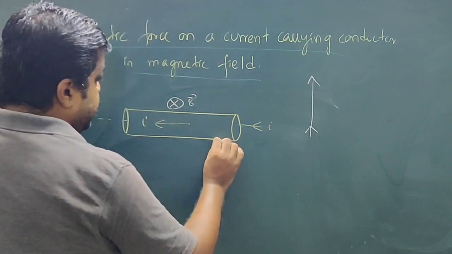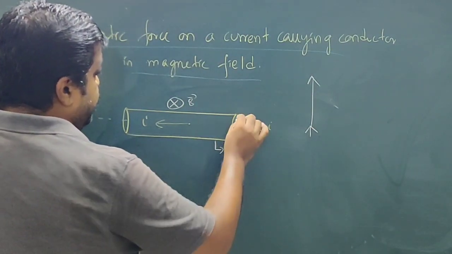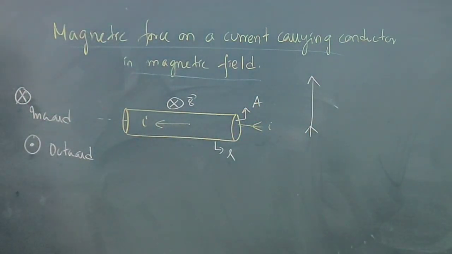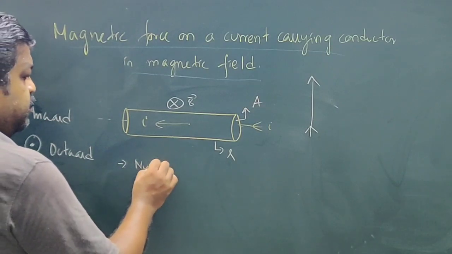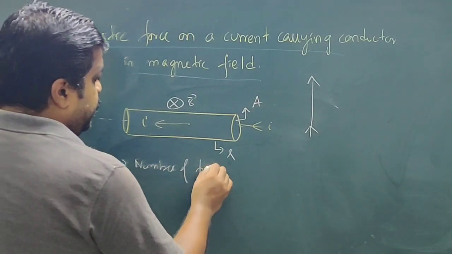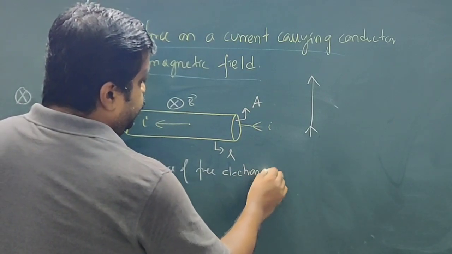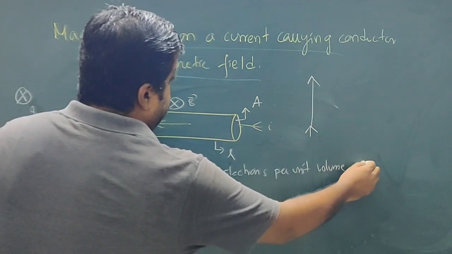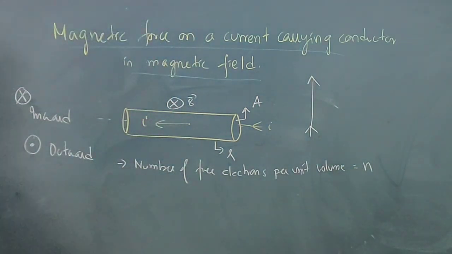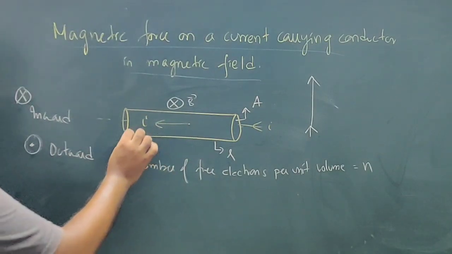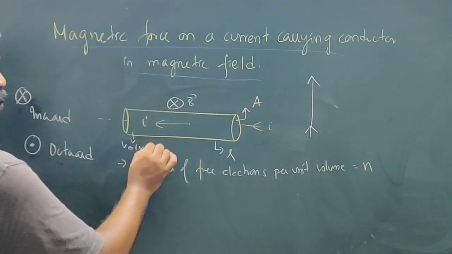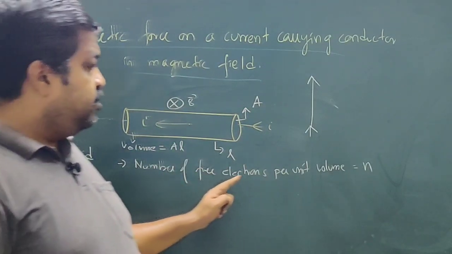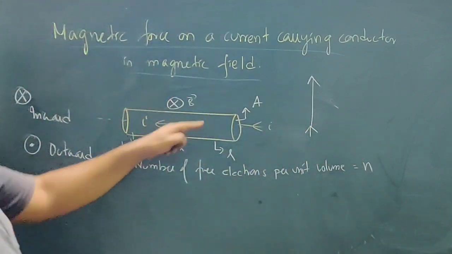Suppose this conductor has length L and cross section area A. L is the length, A is the cross section area. Now the number of free electrons per unit volume, suppose it is small n. What is the total volume of this? Volume is area into length, so that is A into L. So if the number of free electrons per unit volume is n, what is the total number of free electrons in this conductor?